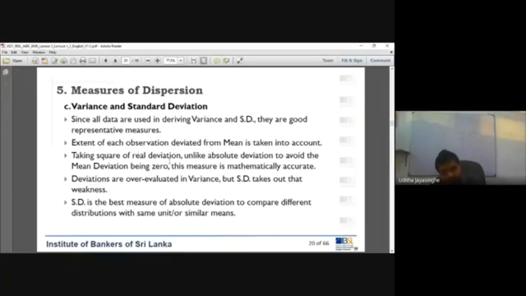Taking the square of a real deviation, unlike absolute deviation, avoids the mean deviation being zero. This means it is mathematically accurate. So what do we mean by the mean deviation? If we take the correct values for the deviations, like these -5s and -4s and -1s, we will have the value of zero.